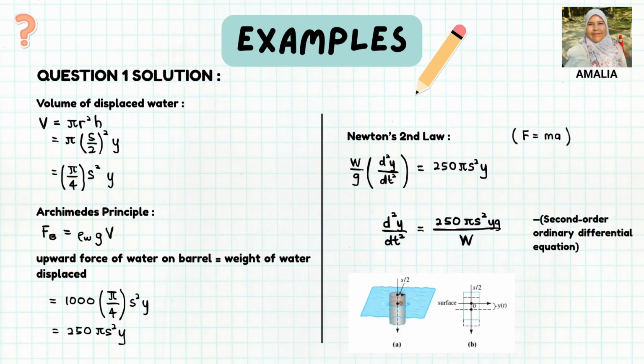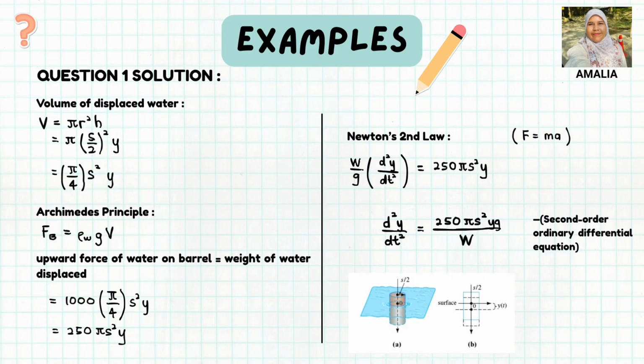And then we're going to use Archimedes principle, which is Fb equals density of water times gV. So the upward force of water on the barrel equals the weight of water displaced. This is the information given. So we're going to combine this volume and Archimedes principle, and then we'll get 1000 times pi over 4 s square y, and then simplify this and we got 250 pi s square y.